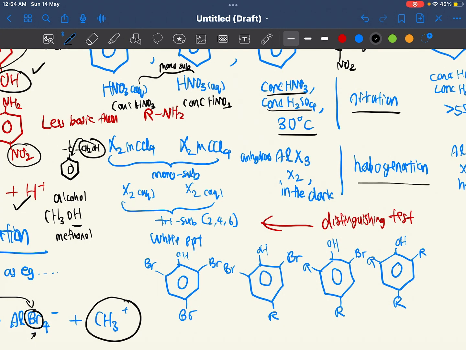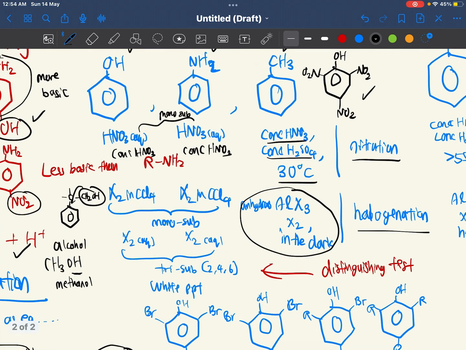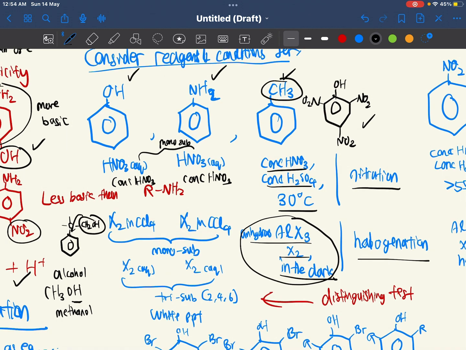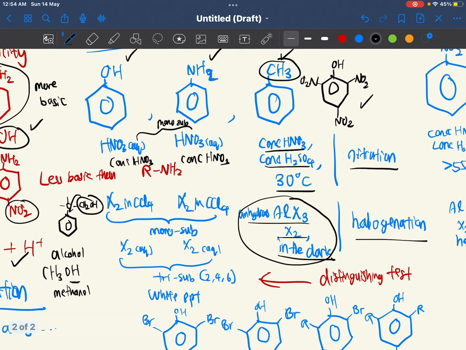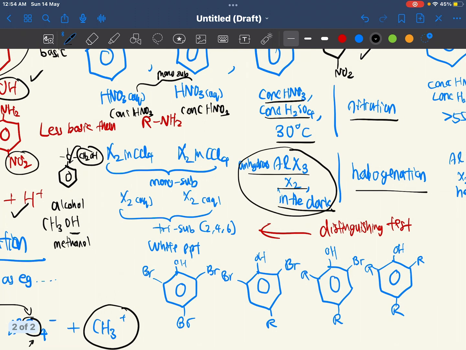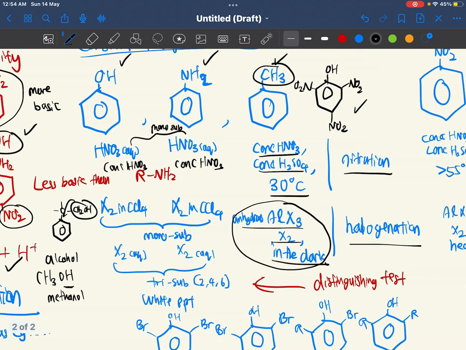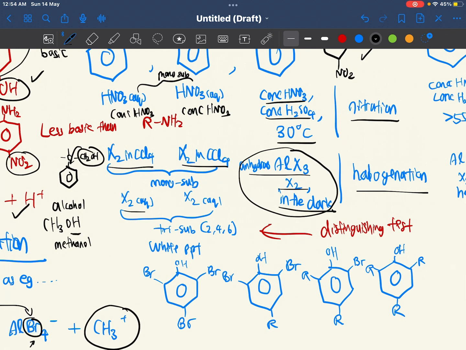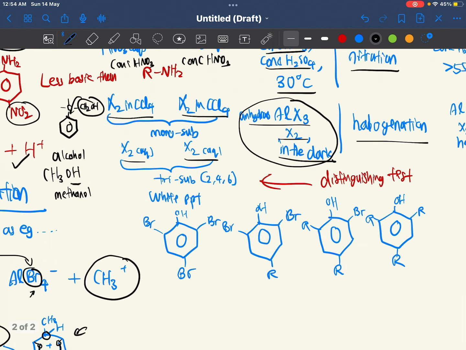For halogenation, it's also about the same, just that for methylbenzene, we have the same type of reagents but in the dark, because there is this alkyl group here and we don't want free radical substitution to occur there. For halogenation of OH and NH2, these activating groups, you can just use X2 in CCl4 for mono-substitution, or you can use aqueous for tri-substitution. So a white ppt forms.